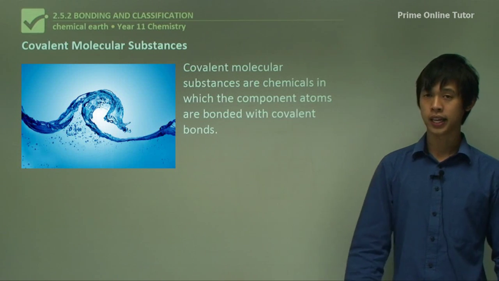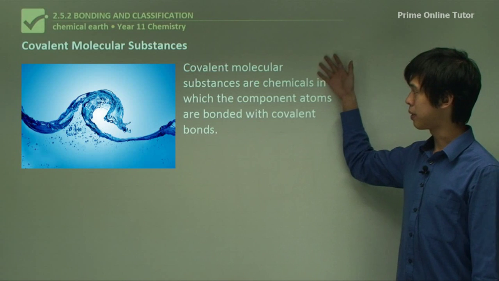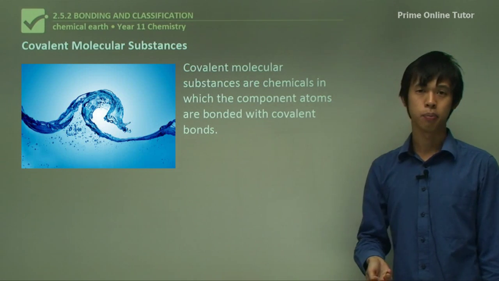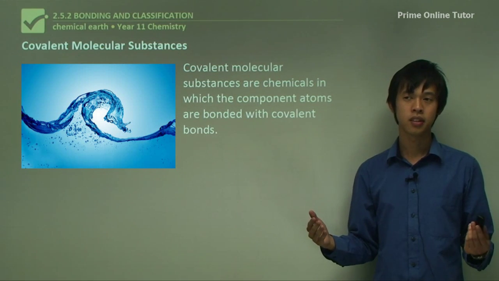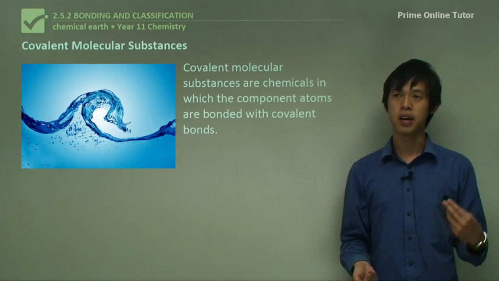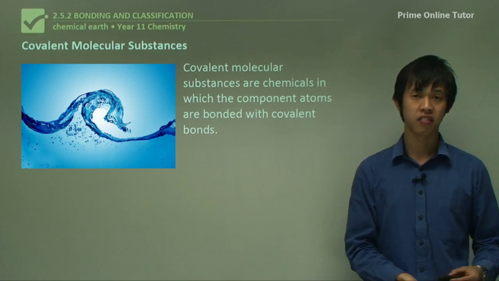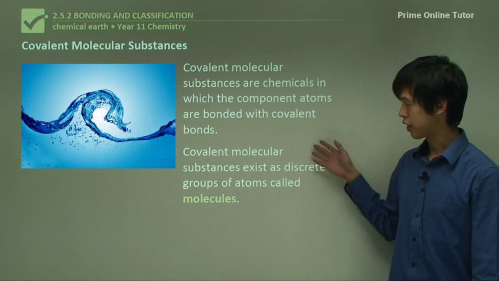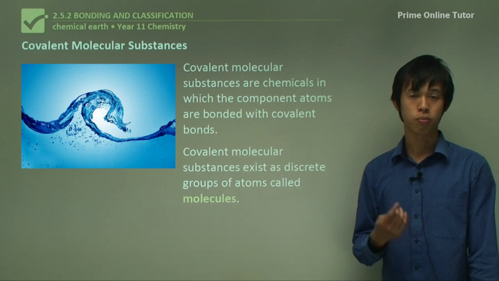Okay, covalent molecular substances are first. There are two types, and this is one of them. So covalent molecular substances are chemicals in which the component atoms are bonded with covalent bonds. Okay, which makes sense. A covalent substance is covalently bonded. But I just mentioned that there are two of them, the covalent molecular one and the covalent network one. So what is the difference? Well, a covalent molecular substance exists as discrete groups of atoms called molecules.